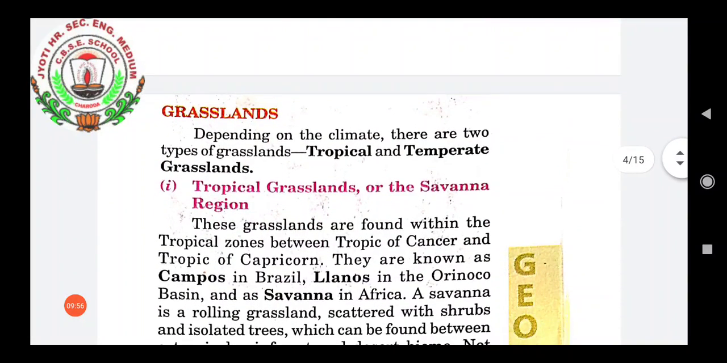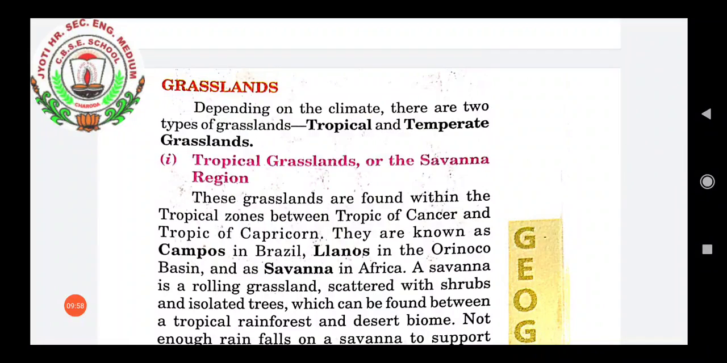Next is grasslands. Now depending on the climate, there are two types of grasslands. First is tropical and another is temperate grassland. We have one map here, with the help of which you can understand easily.